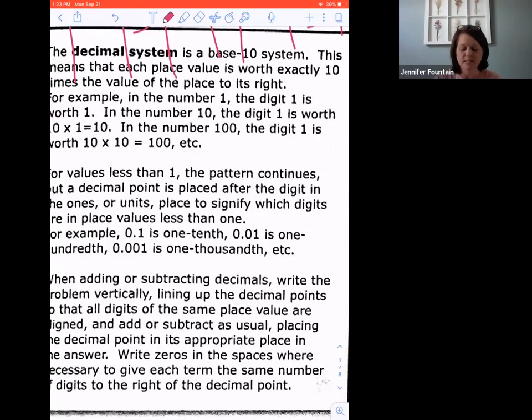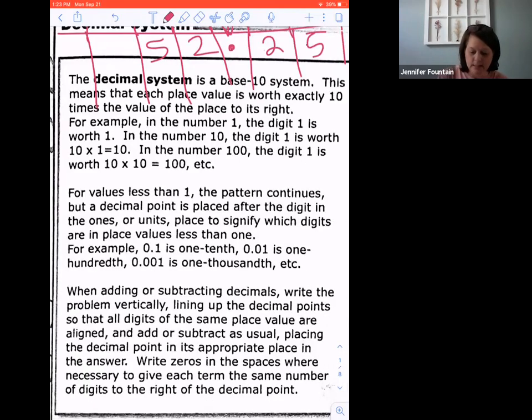So 0.1 is 1/10. I'm going to highlight this. 0.1 is 1/10. 0.01 is 1/100th. 0.001 is 1/1,000th, etc. Okay?